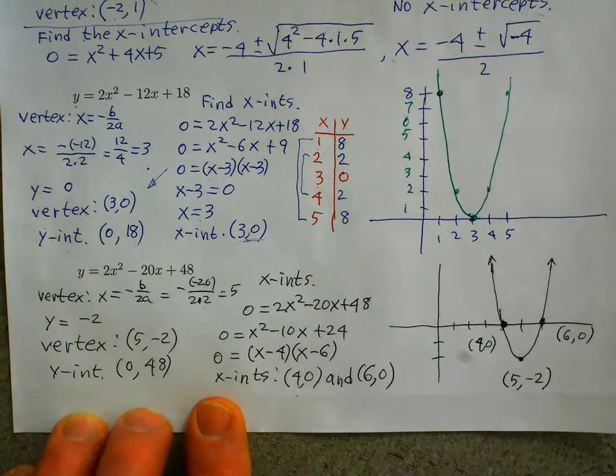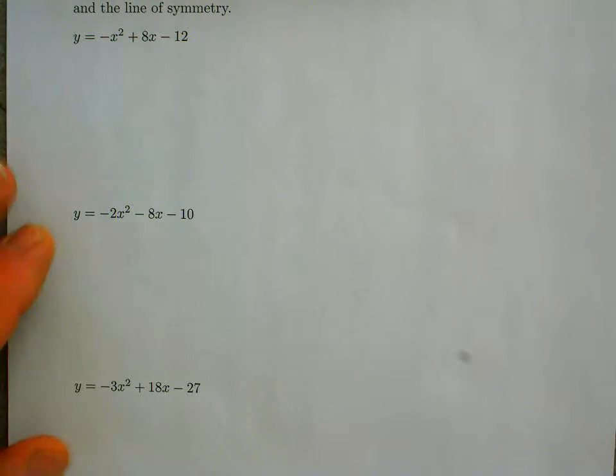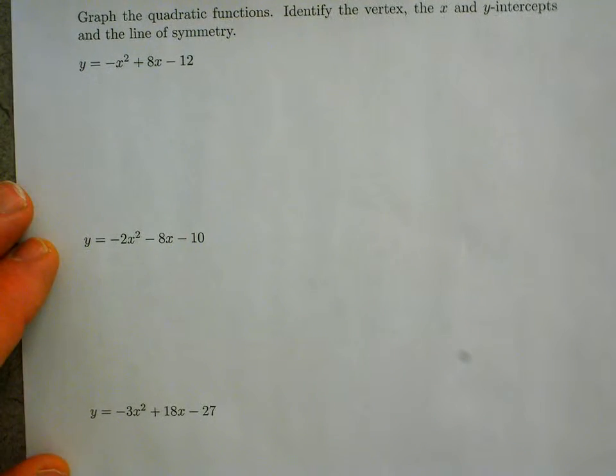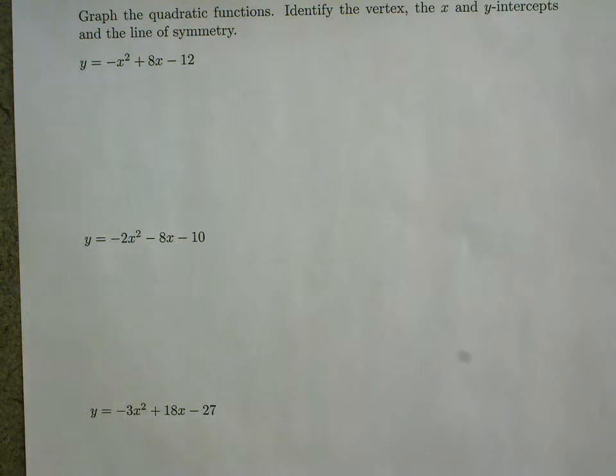Okay, let's look at the next page. This time we have a leading coefficient that is negative: y equals negative x squared plus 8x minus 12.